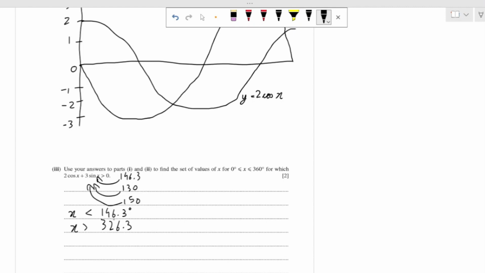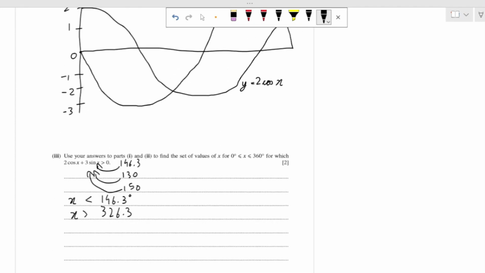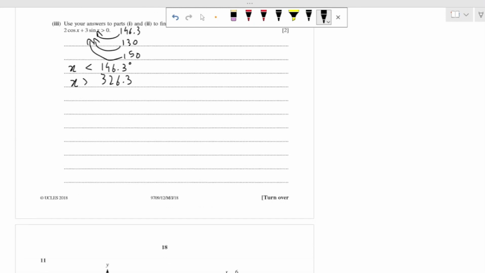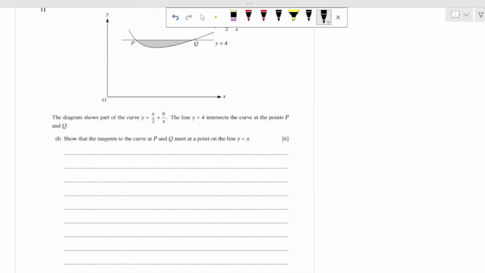But if you would start substituting values like 310, smaller values than 326, you would start getting negative values. So this is one of the ways of how you can find the range if you really don't have any other way of finding, kind of like a last resort if you can't manage to find the ranges. So these are your two final answers. X is lesser than 146.3 degrees and x is greater than 326.3 degrees.